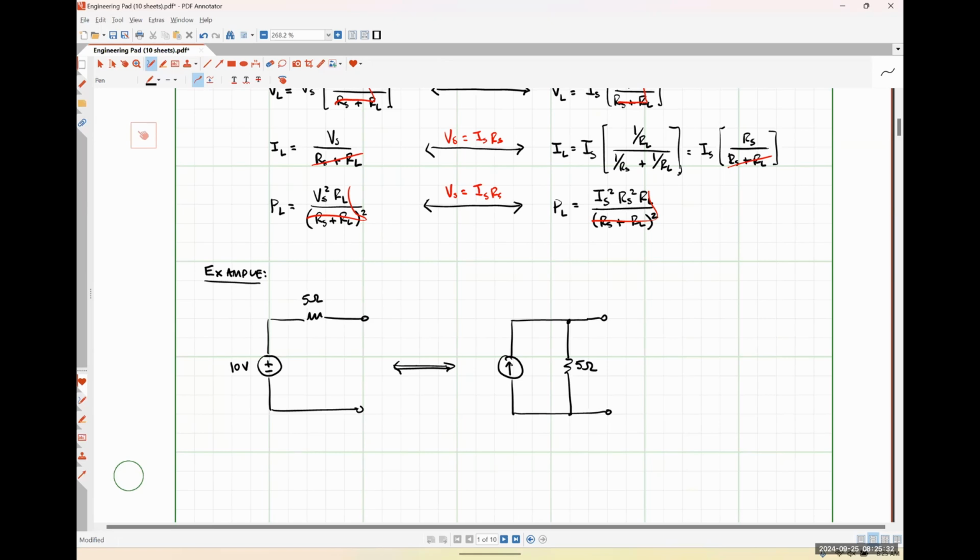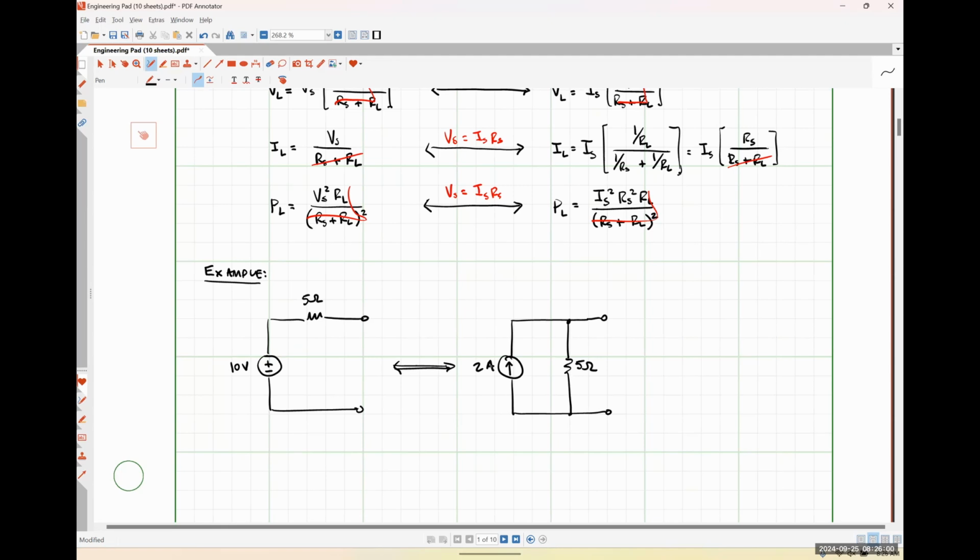Using this simple Ohm's law relationship, Vs is equal to Is times Rs, it seems like our source current Is should be simply Vs over Rs. So what's 10 volts divided by 5 ohms? 2 amps. So these two practical sources are electrically equivalent to each other. So I can use them interchangeably.